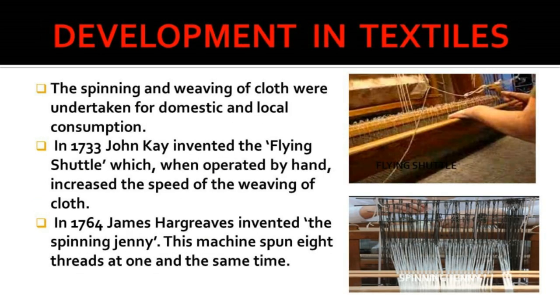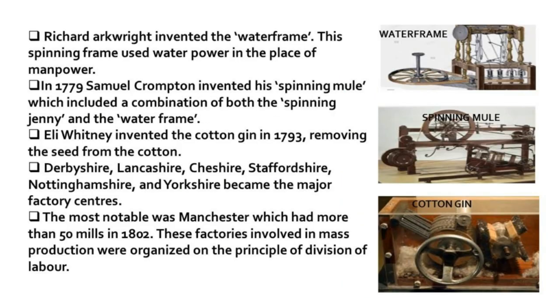Development in textiles. Before the Industrial Revolution, the spinning and weaving of cloth were undertaken for domestic and local consumption. The manually operated spinning wheel required 4 to 8 spinners to supply yarn to one handloom weaver. In 1733, John Kay invented the flying shuttle, which, when operated by hand, increased the speed of the weaving of cloth. In 1764, James Hargreaves invented the spinning jenny. This machine spun 8 threads at one and the same time. After 2 years, Richard Arkwright invented the water frame. This spinning frame used water power in place of manpower.